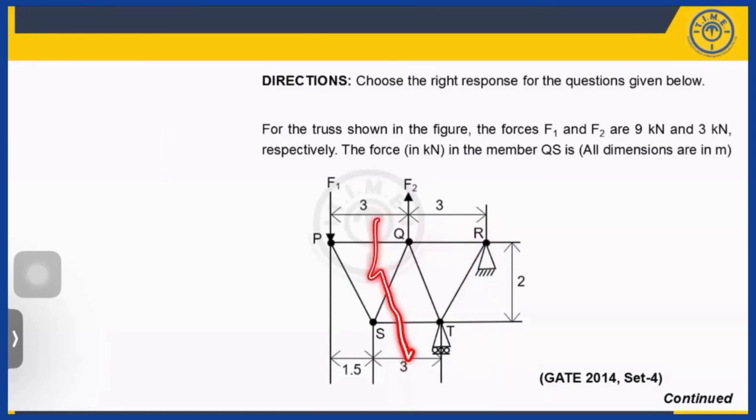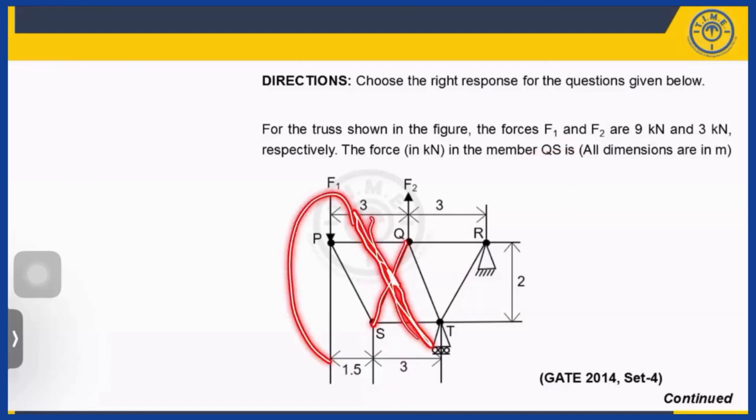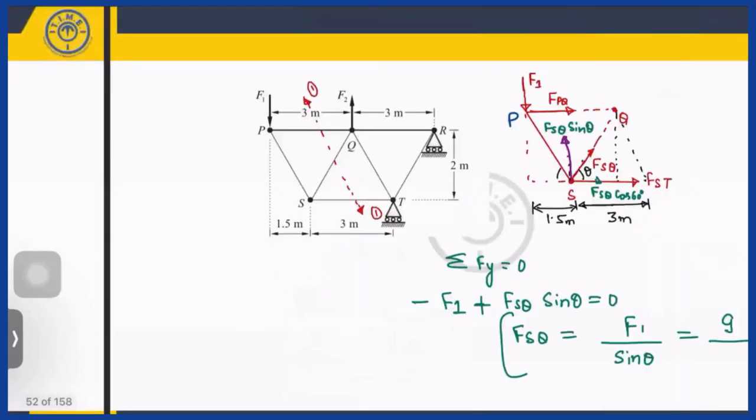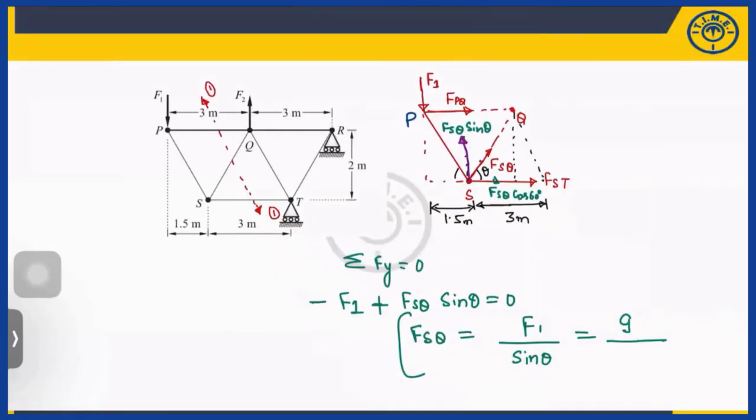Why have I taken the section from here? Because I want to calculate the force in member QS. So that means this member has to be cut. That's why I have taken this as a cross section. So then you can consider the left side portion. So let me calculate what is the theta.